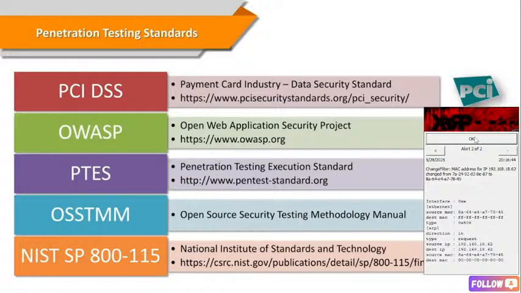SP 800-115 is a technical guide to information security testing and assessment. The purpose of this document is to assist organizations in planning and conducting technical information security tests and examinations, analyzing findings, and developing mitigation strategies.